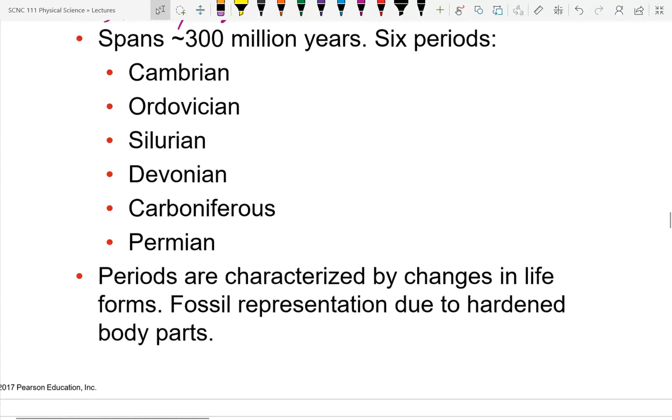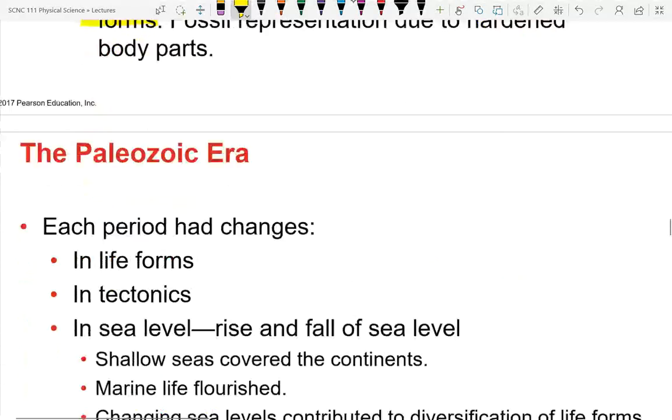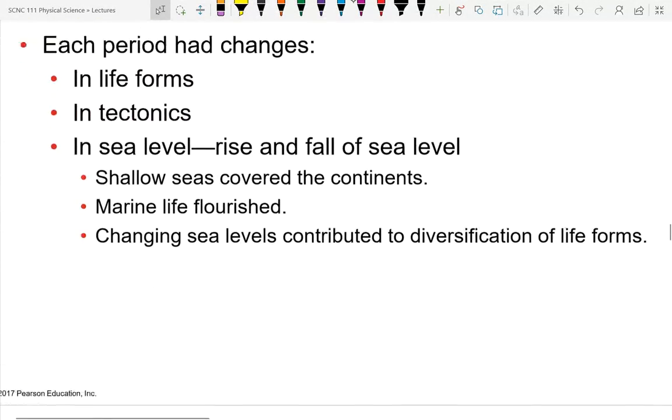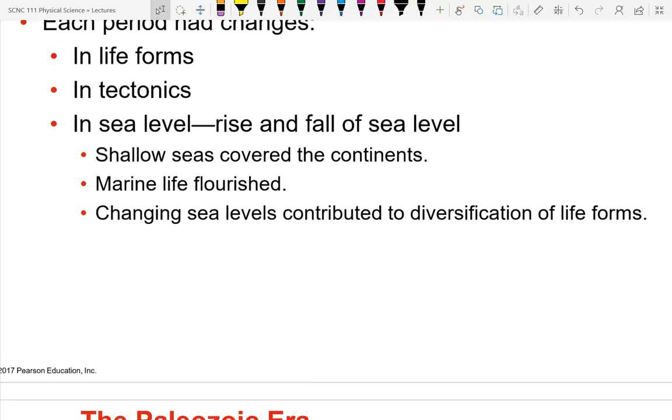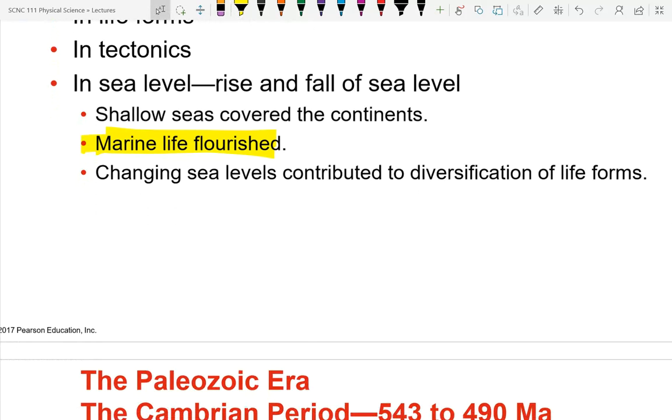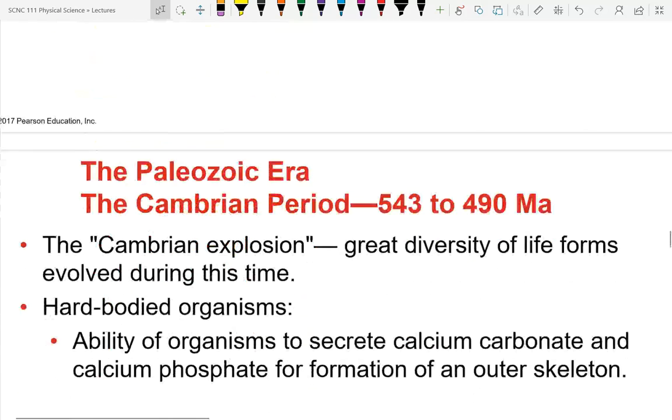But the reason they're separated is because you have changes in the life forms, new ones appearing. So let's look at, yes, this is actually important. The entire time is dominated by marine life. So shallow seas, we believe, covered most of the Earth at this point. There were some continents. Look at that a little bit.